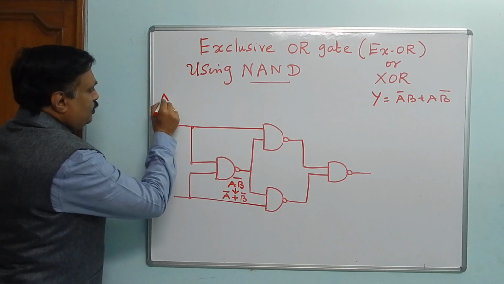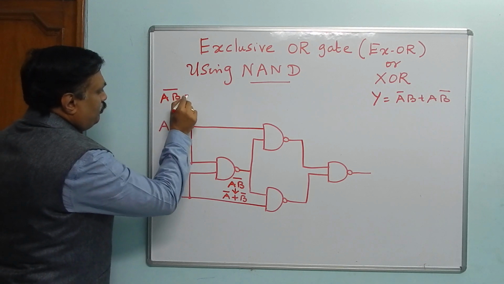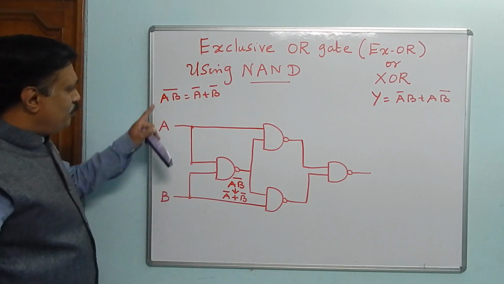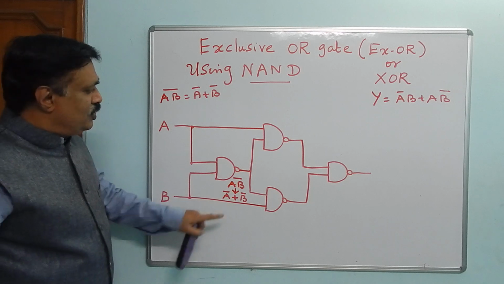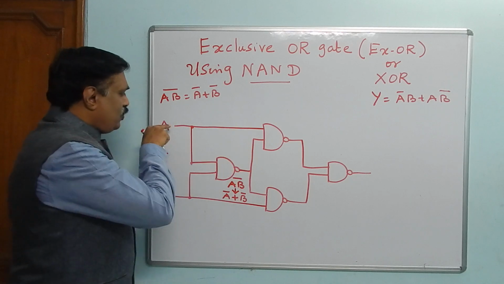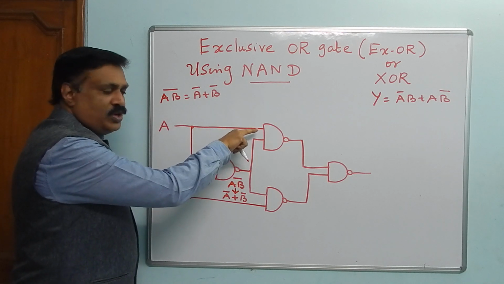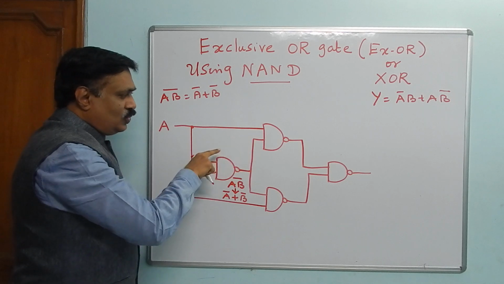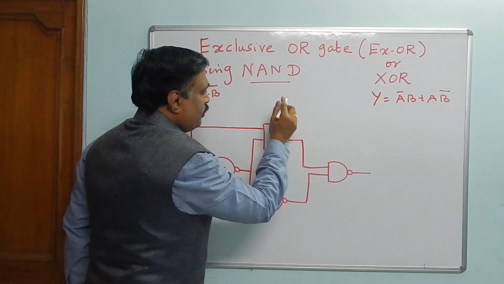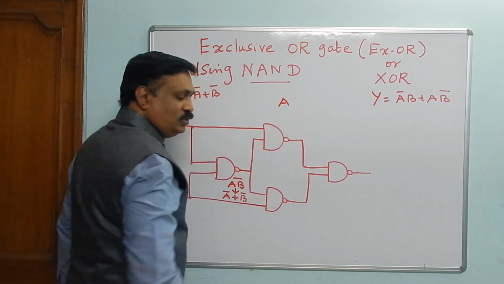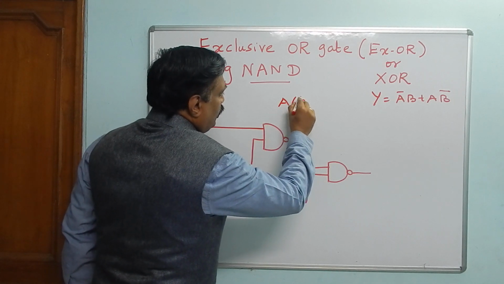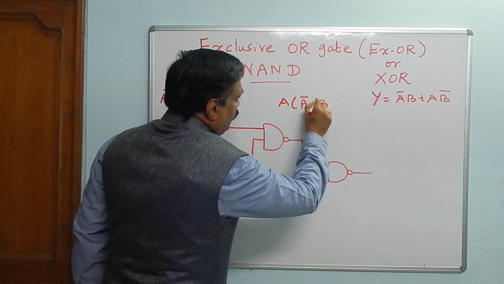What is De Morgan's theorem? Already I told you, AB complement equal to A complement or B complement. I am applying this De Morgan here. Now this output goes here, this output goes here, and one more input is also coming. Therefore, this NAND gate has two inputs. One is, I am writing here because I am going to simplify here. One is A input and another is this one. Here it is A complement or B complement.